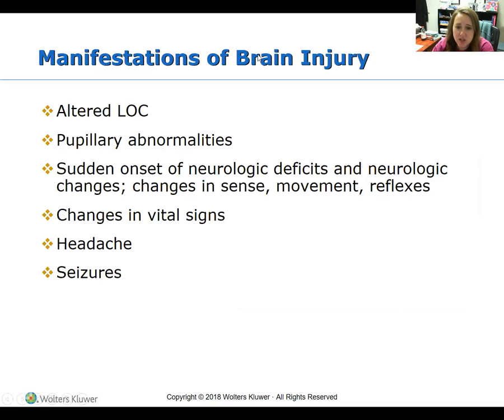Manifestations of a brain injury, obviously, we could have altered level of consciousness. We see changes in our pupils, and that is related to our intracranial pressure, like we've talked about before. Neuro deficits, changes in vital signs, headaches, seizures, all those things we've pretty much talked about in the one video that I posted that was an hour long. So I'm not going to go over it again.